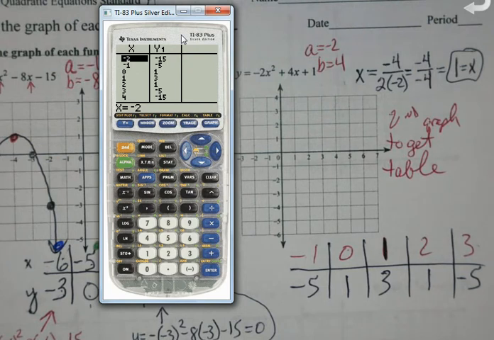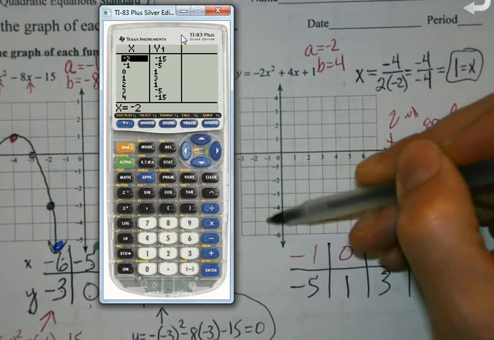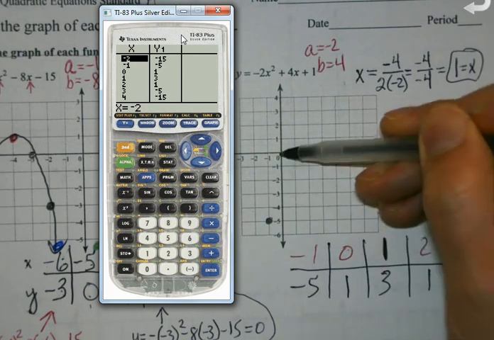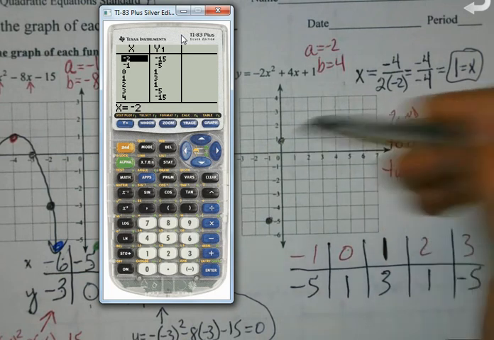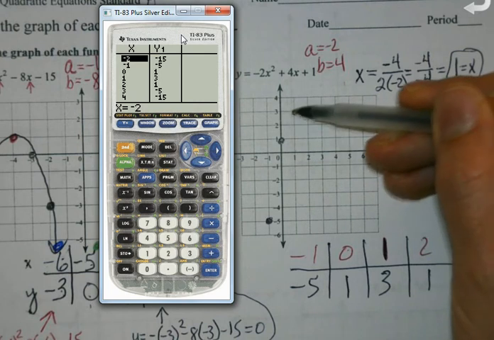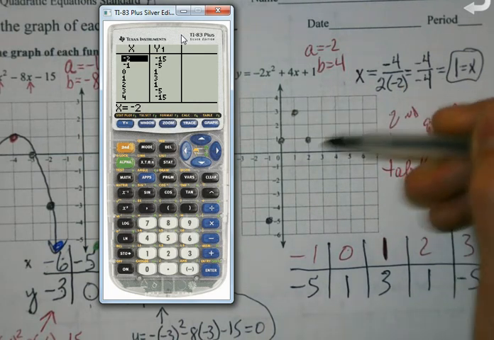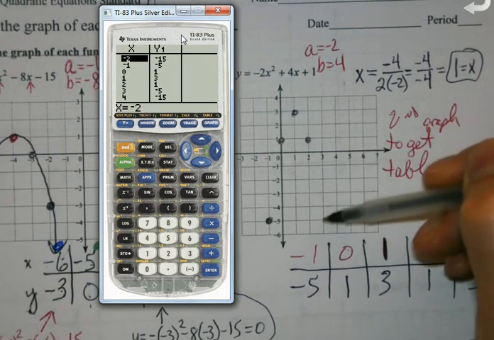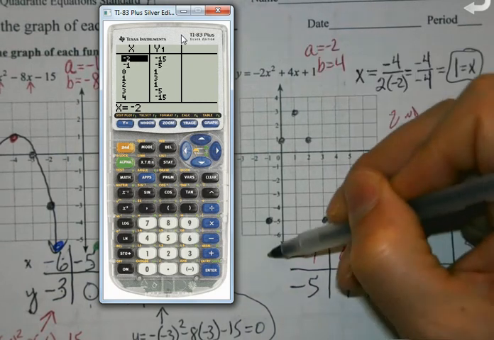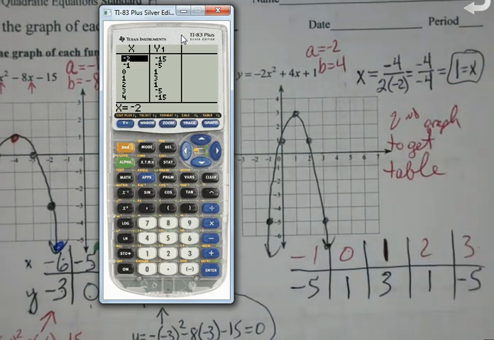So now that I got that, I'm just going to plot my points and connect them. I'm done. -1, -5, 0, 1, 1, 3. So there's my vertex. 2, 1, and right 3, and down 5. Get my big old U in here, and I'm done.